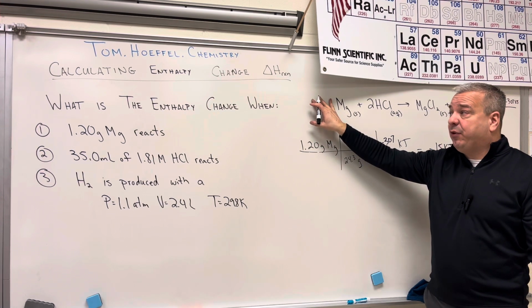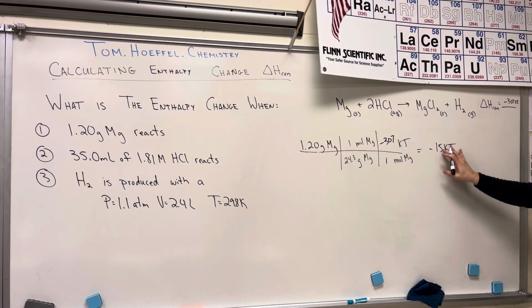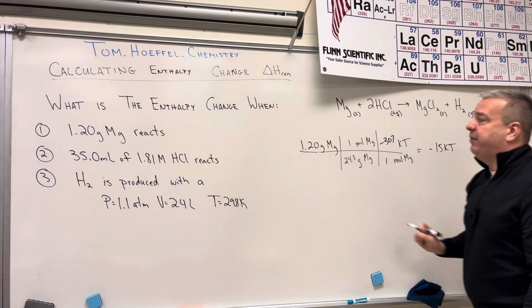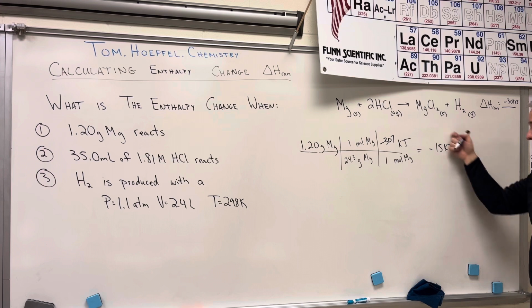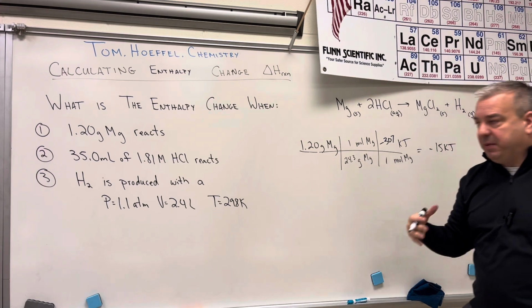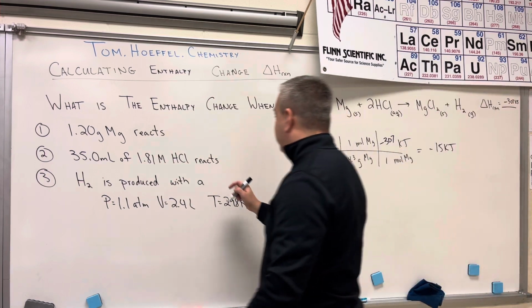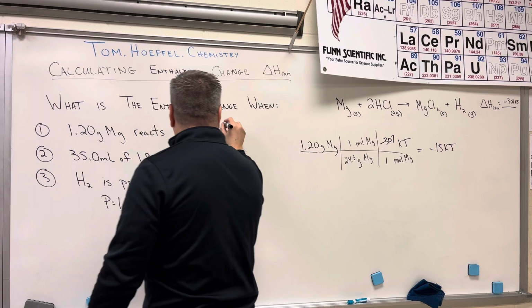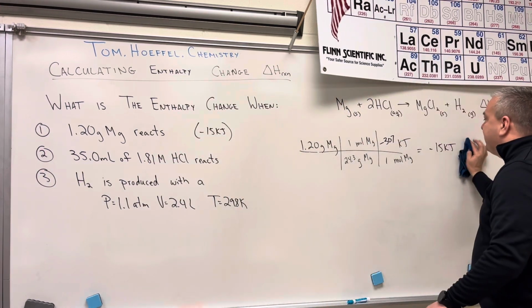Because I didn't have the full mole, I don't get the full amount of energy being released. Since I have a portion of a mole, I'm getting a portion of the enthalpy change. So only 15 kilojoules are going to be released when 1.20 grams react. So let's go ahead and put that answer in. That answer is negative 15 kilojoules. Let's move on to the next question.